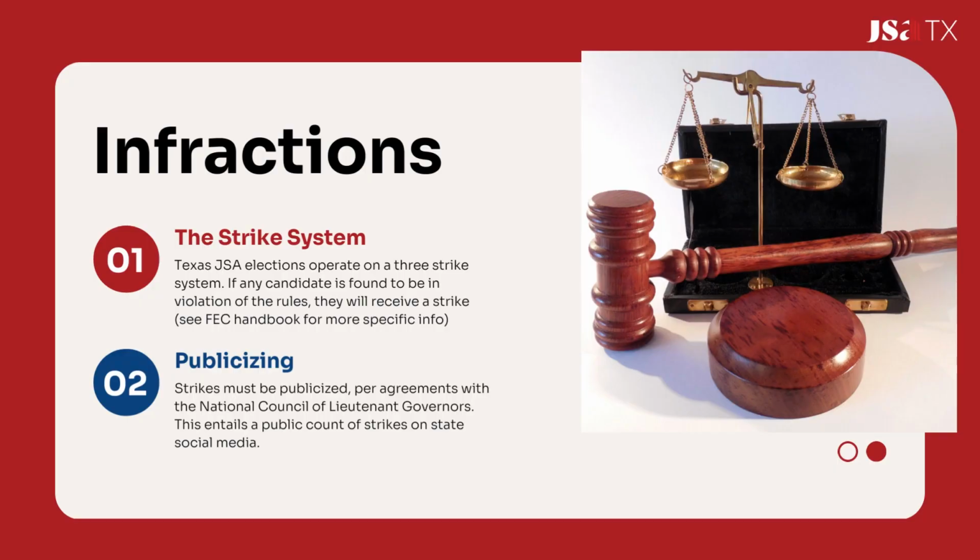Then infractions. Okay, so we have a strike system. It's more detailed in the FEC Handbook, but this is just a quick summary. So Texas JSA elections operate on a 3-strike system. So if any candidate is found to be in violation of any rule, they will receive a strike. You can see the FEC Handbook again. But this is again up to the FEC's discretion.